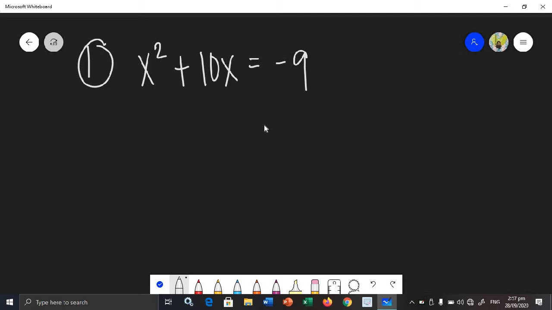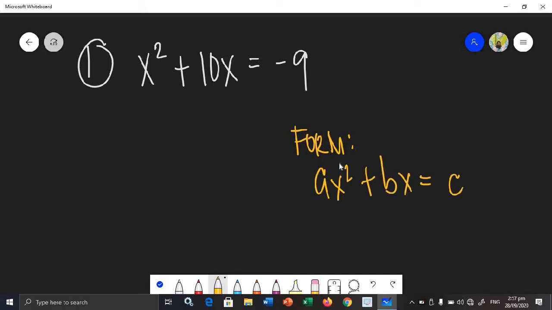So, when using this method, completing the square, the quadratic equation should be a complete quadratic equation. Kailangan meron siyang quadratic term, meron siyang linear term, and meron siyang constant term. The thing is, kailangan naka-ganitong form, in the form ax squared plus bx is equal to c. Kailangan yung constant term mo ay nasa right side para magamit mo yung completing the square.